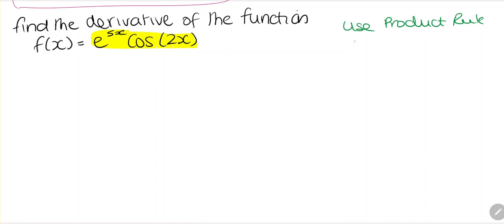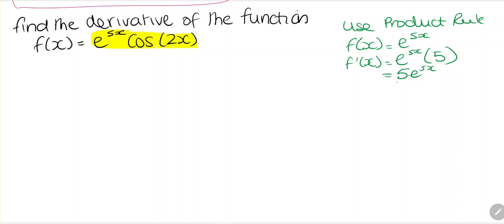if we take our first term, f of x, this is e to the 5x. And if we take f prime, this is going to be e to the 5x multiplied by the derivative, which is 5. So we can rewrite this as 5e to the 5x. So g of x, this is our cosine, so cosine of 2x.